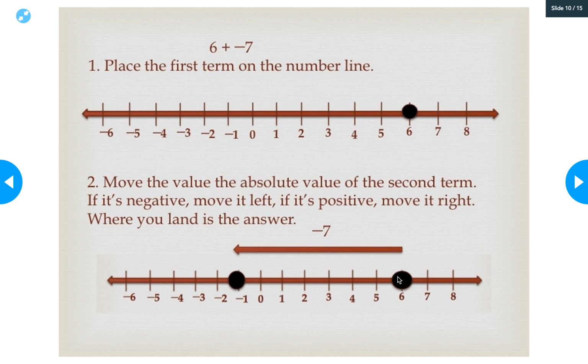So we know we need to move from the 6 7 units. If the number is negative, we're moving 7 units to the left. If the number is positive, we would move 7 units to the right. In this example, -7 is negative, so we're moving 7 steps to the left, which leaves us at -1. Wherever you end up on the number line, that is your answer. So 6 plus -7 equals -1.